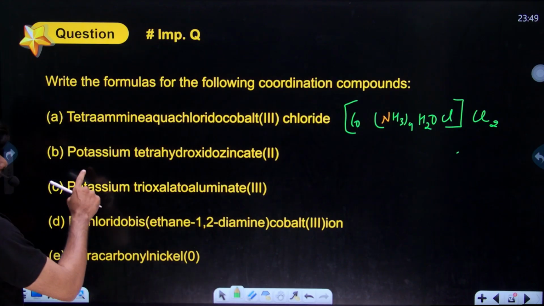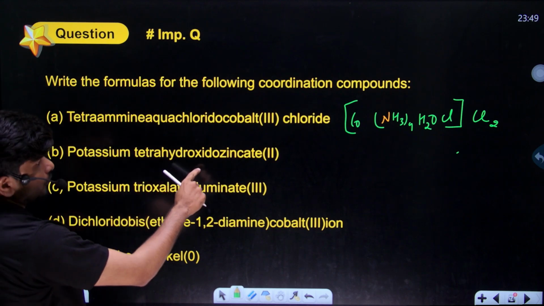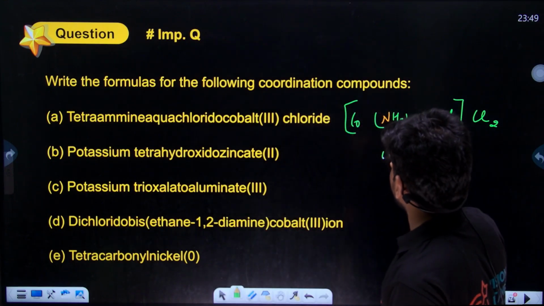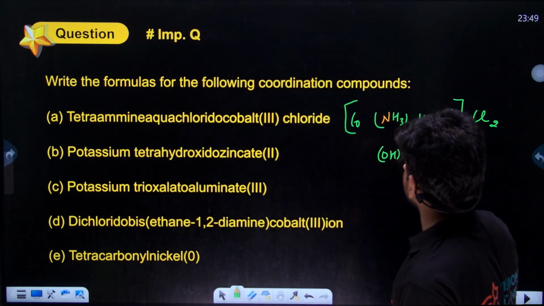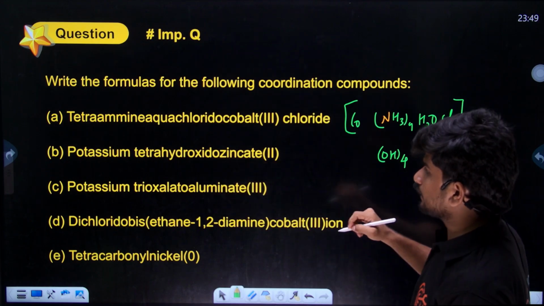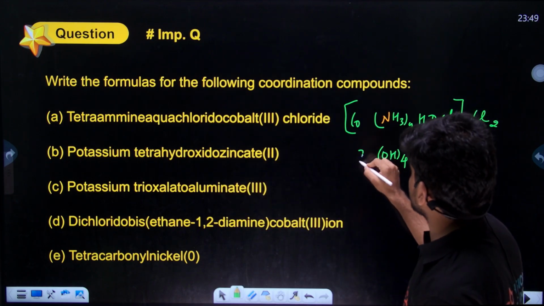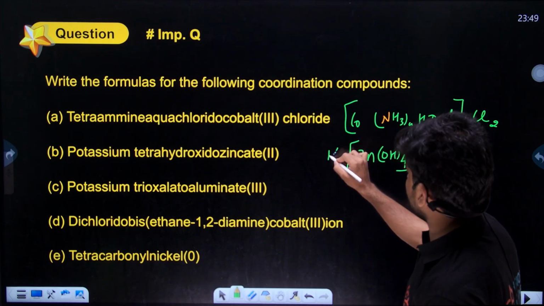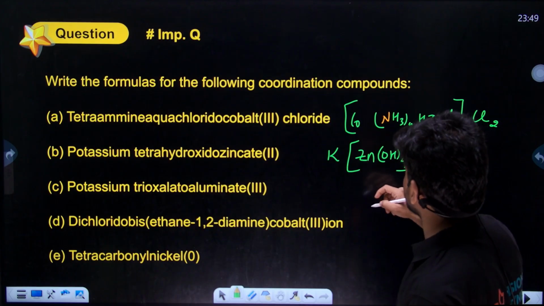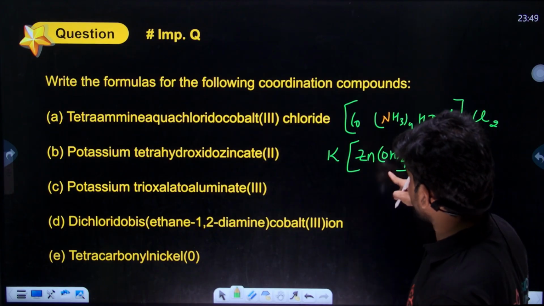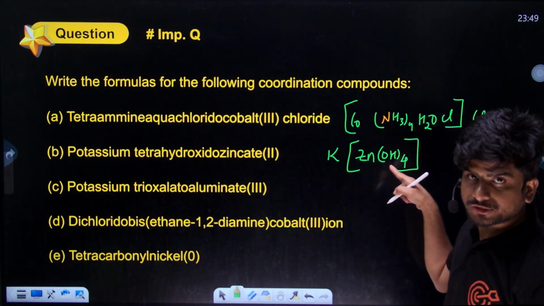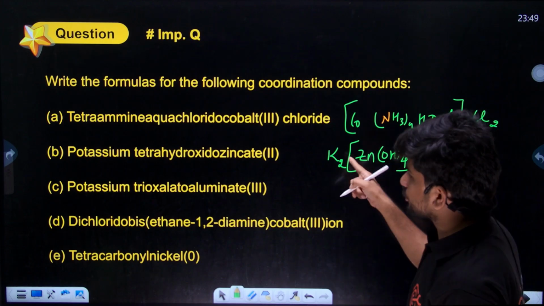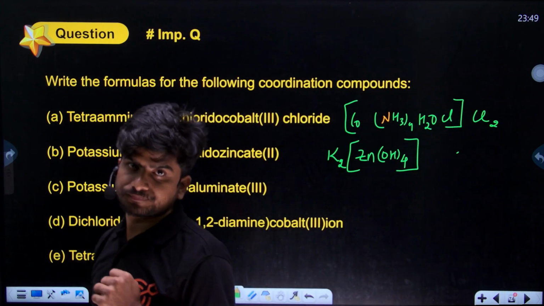Next, potassium tetrahydroxidozincate. You need to understand hydroxido is nothing but OH. So you have (OH)4, potassium tetrahydroxidozincate. So you have zinc, you have potassium. The complex needs a charge of plus 2, so it is x minus 4. There should be a minus sign here, so you need 2 potassiums here.